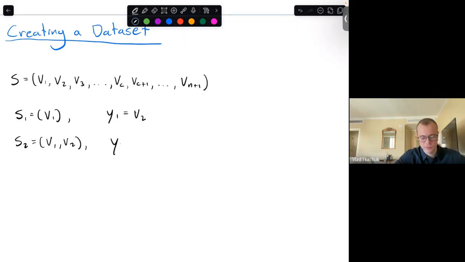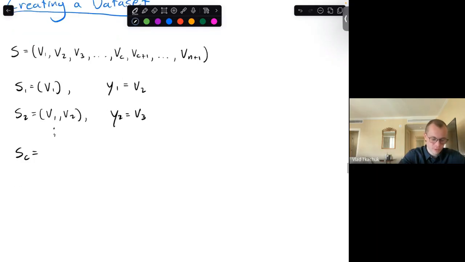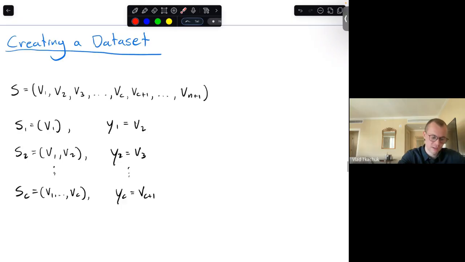And the label is going to be Y2, which is just V3. So you keep doing this until you get to S, let's say C, and at SC, what you'll have is V1 up to VC. So now you're at your max context length. And then YC is going to be just V of C plus 1. So that would be like when you get to here, that's your input, and you need to predict this.